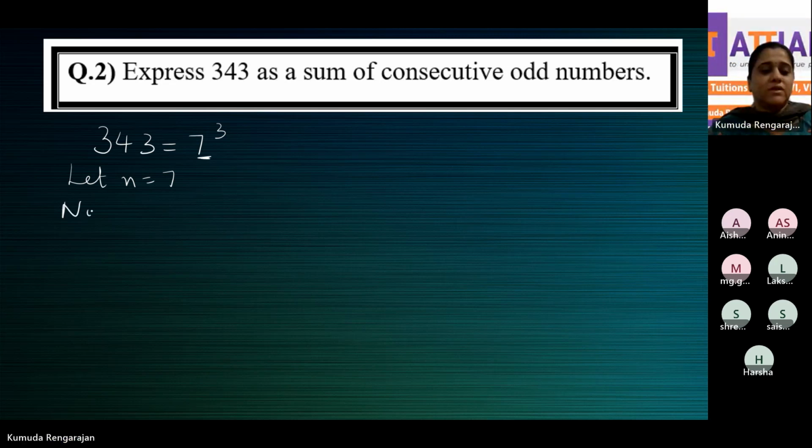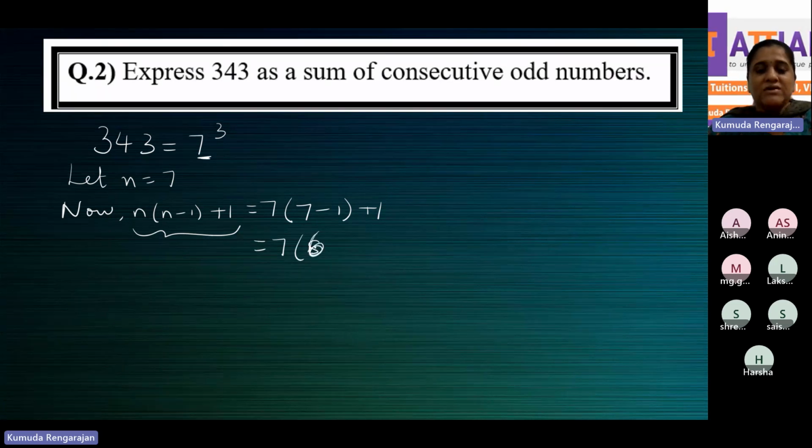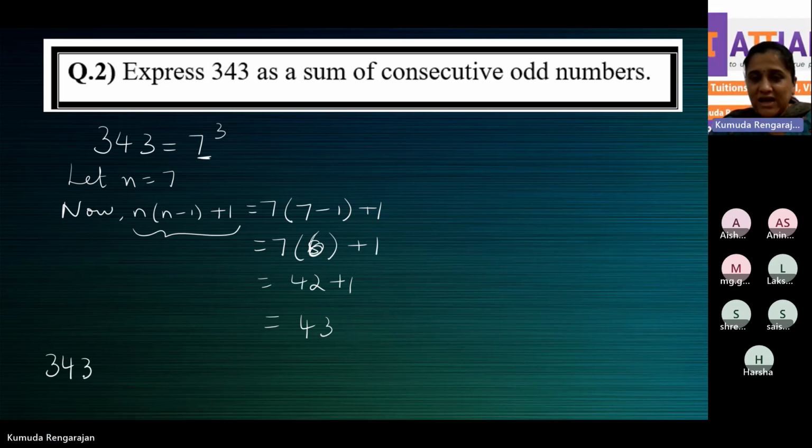Now, n into n minus 1 plus 1, this is the rule. n into n minus 1 plus 1 is equal to 7 into 7 minus 1 plus 1. So that is 7 into 6, since 7 minus 1 is 6, plus 1. 7 sixes are 42 plus 1, which is 43. So 343 can be expressed as the sum of consecutive odd numbers starting from 43.